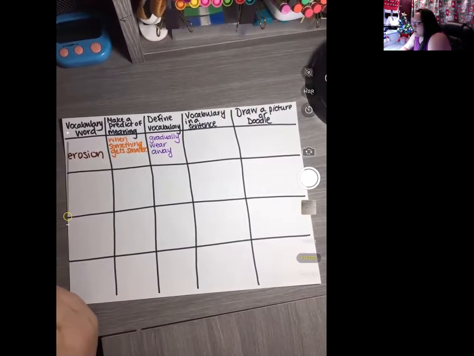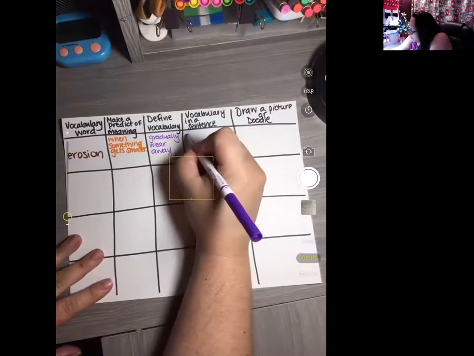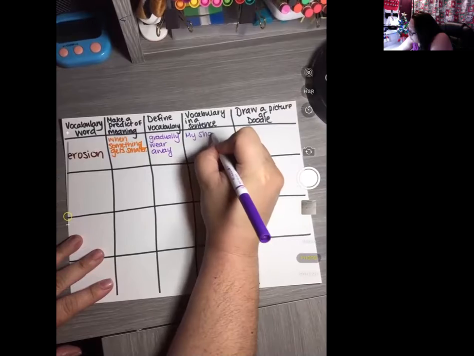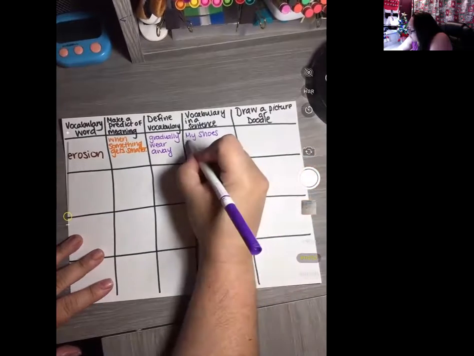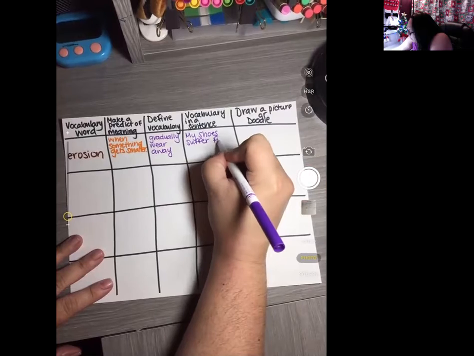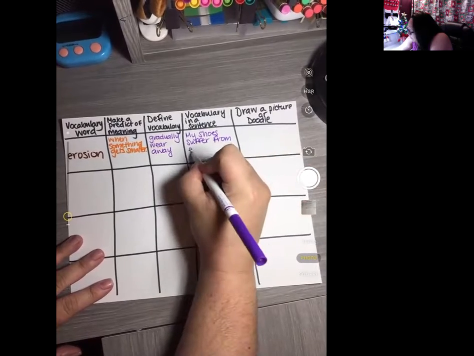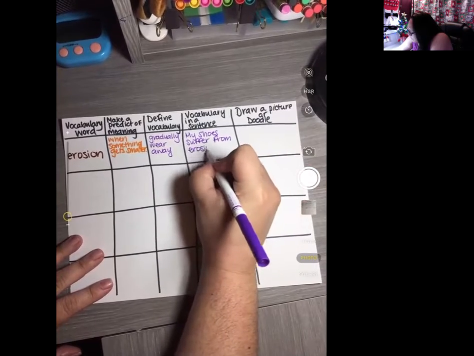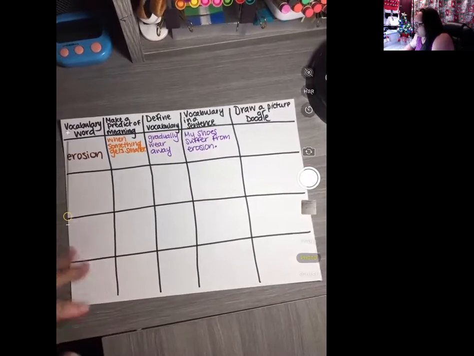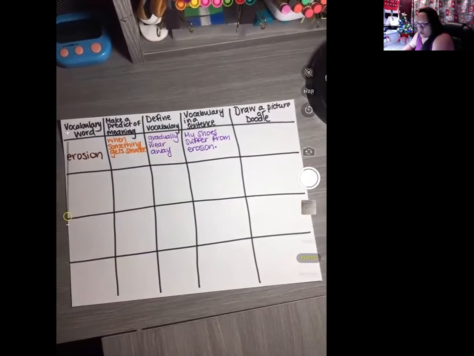What kind of a sentence would we come up with? My shoes suffer from erosion. They're gradually wearing away. My shoes suffer from erosion. What kind of a picture should I draw for that?